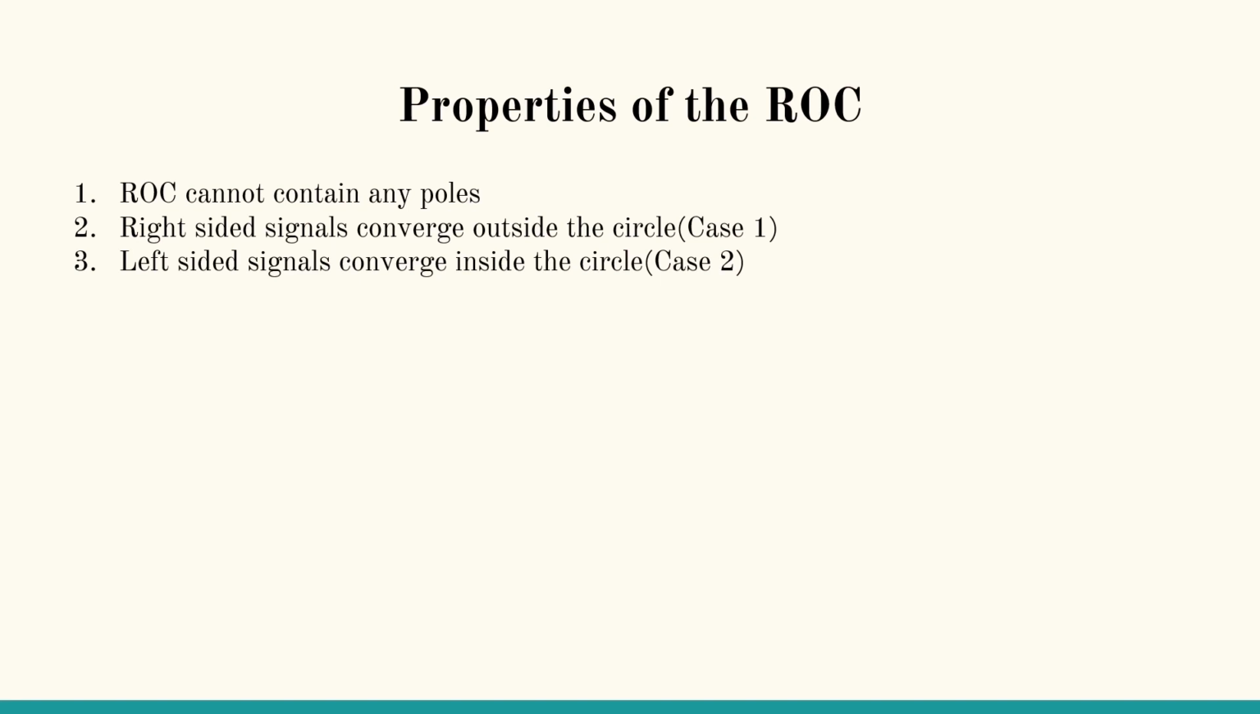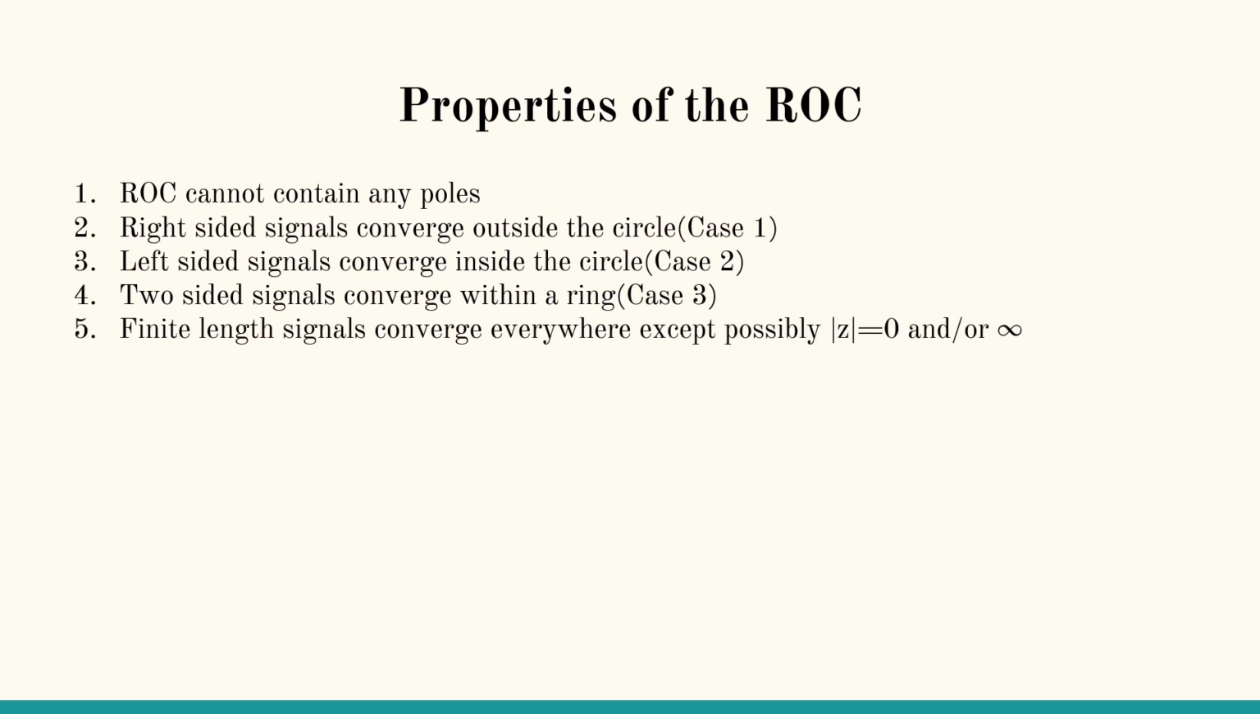If you go back to that example, you'll see that the region of convergence is inside the innermost pole. Fourth, we have that two-sided signals converge within a ring, or case 3, which we have the region of convergence being in between the two poles. Finally, we have that finite length signals converge everywhere except possibly z equals 0 and or infinity.